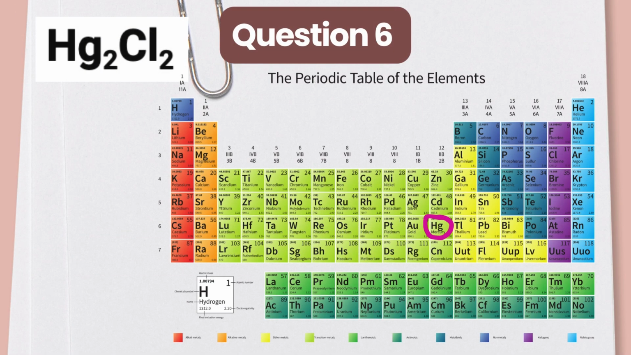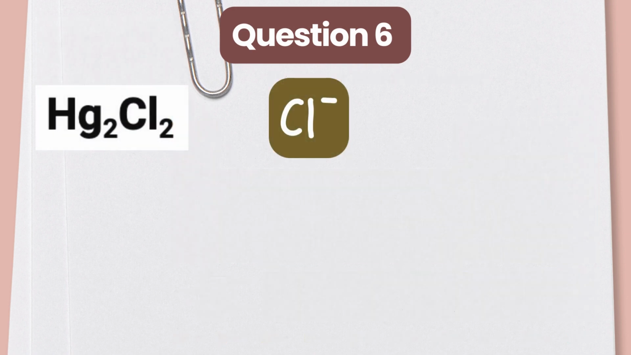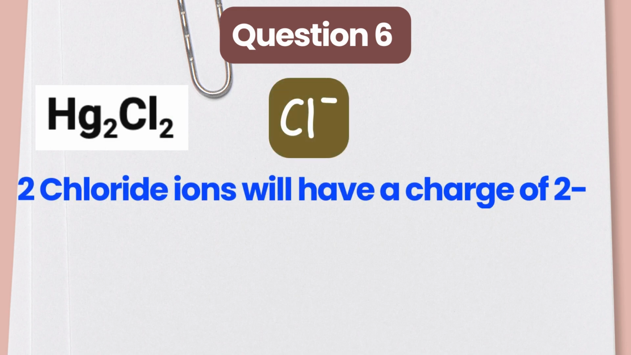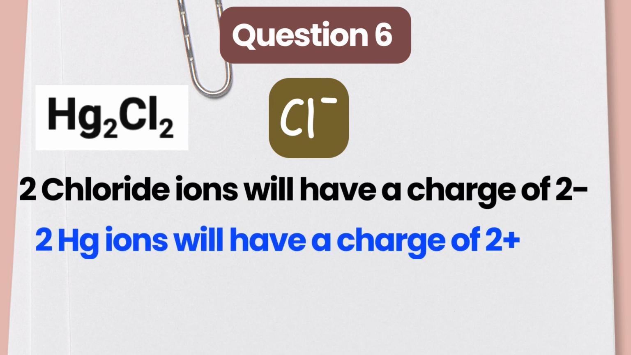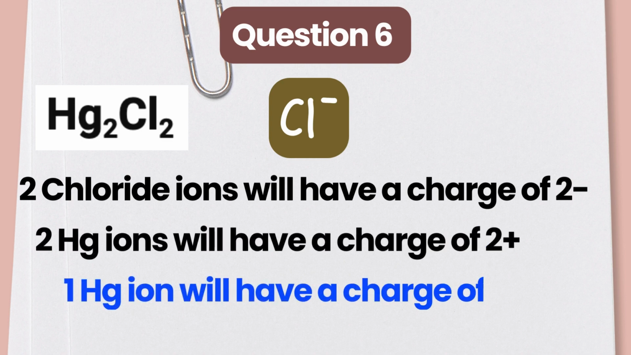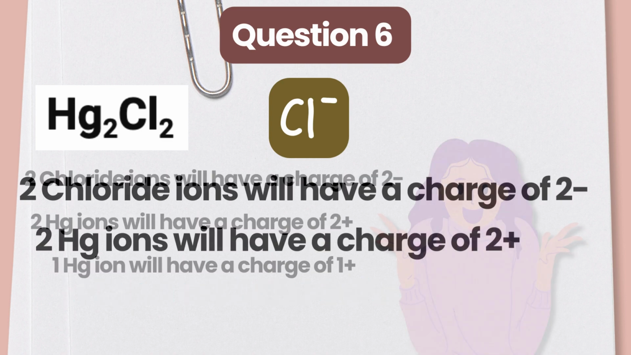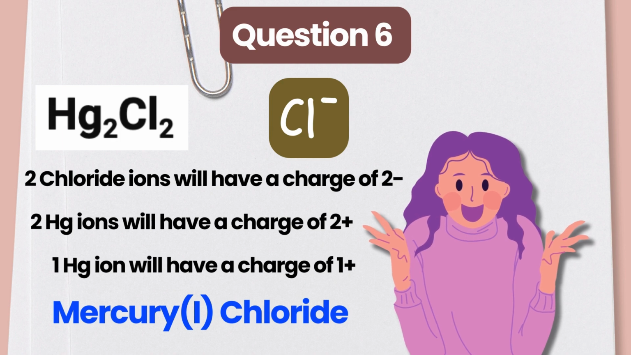Hg2Cl2. Mercury is a transition metal. Chloride ion has a charge of 1 minus. There are 2 chloride ions here, so they have a charge of 2 minus. So 2 mercury ions will have a charge of 2 plus. 1 mercury ion will have a charge of 1 plus. So the compound is mercury 1 chloride.